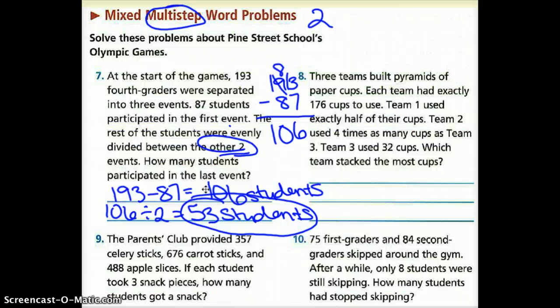Alright, let's look at number 8. 3 teams built pyramids of paper cups. Each team had exactly 176 cups to use. Team 1 used exactly half of their cups. Team 2 used 4 times as many cups as Team 3. Team 3 used 32 cups. Which team stacked the most cups?